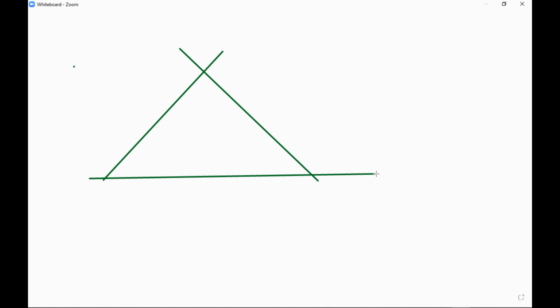The next thing we have is parallel lines. Oh, well, before we move on to that, there's something else. What's another word for outside? It starts with the E. What's another word for outside? Exterior. So this is known as your exterior angle.